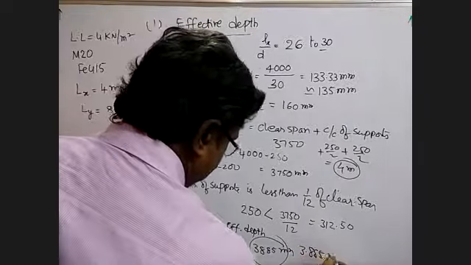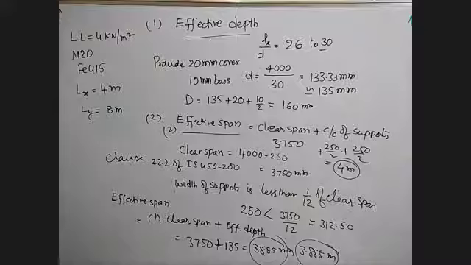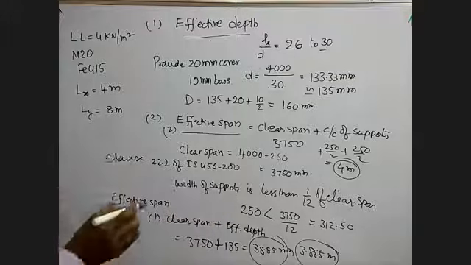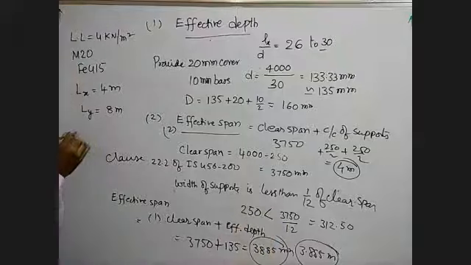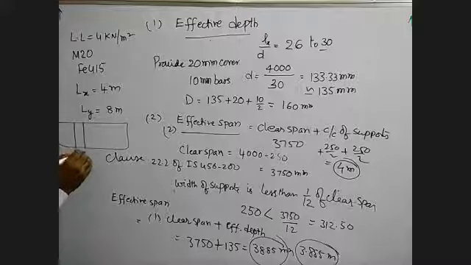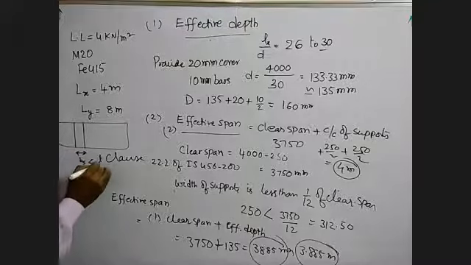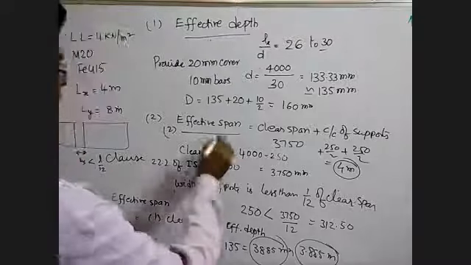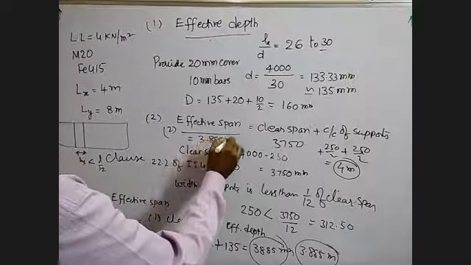3.8588 meters. Okay, so now you have the width of support. If the width of support is less than L by 12, say the width of support is some value BS, this should be less than L/12. In this condition, whichever of the two is minimum, that should be taken. So the effective span is equal to 3.885 meters.